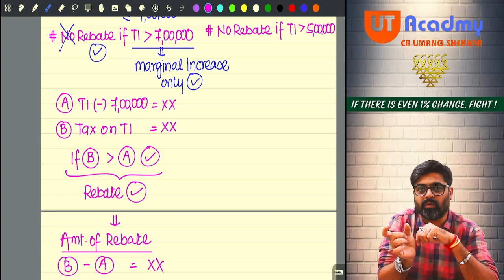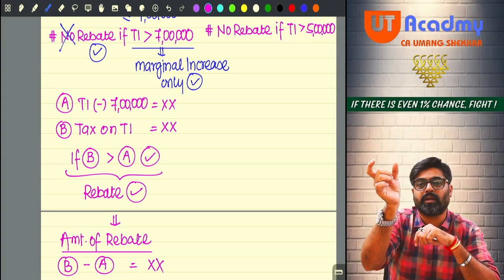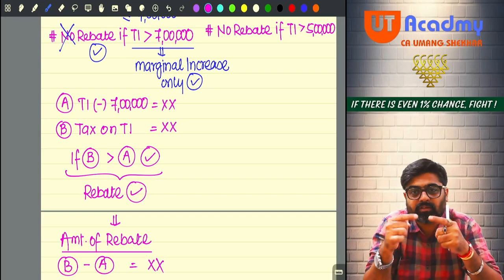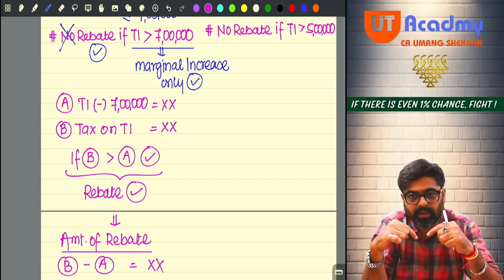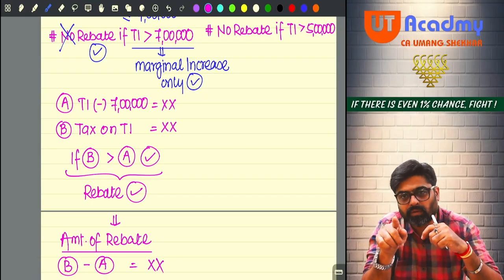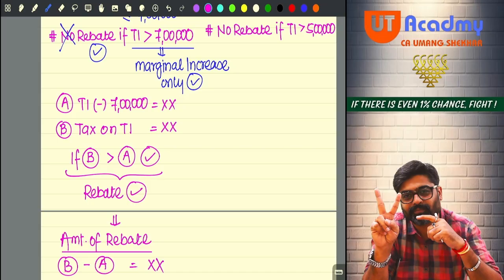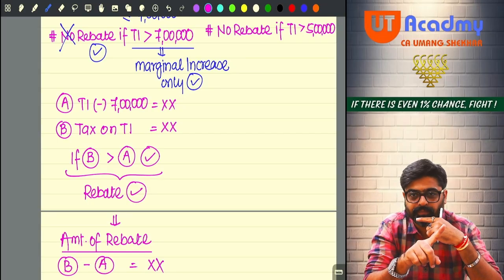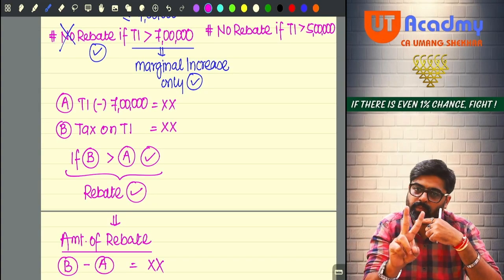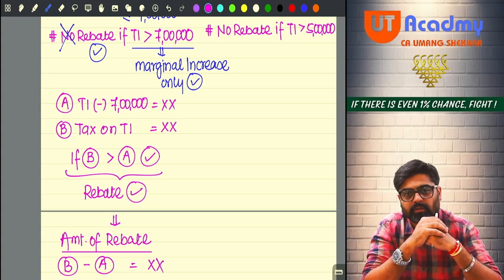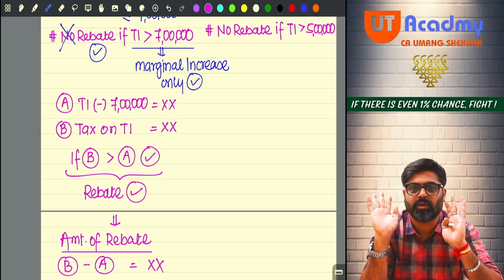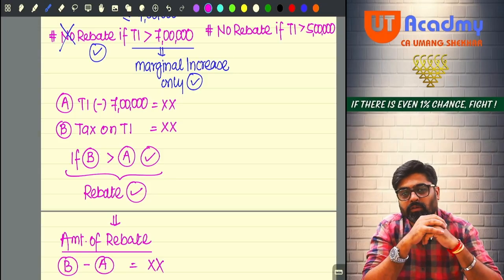Tax is 22,000 and the increase in total income is 20,000. So is the tax still more than 20,000? Yes, 22,000 is more than 20,000. You are going to get a rebate. How much? 2,000. So how much tax are you supposed to pay? 22,000 minus 2,000 rebate. You pay only 20,000 tax. Getting my point? And add 4% cess and all, which you are supposed to do every time.